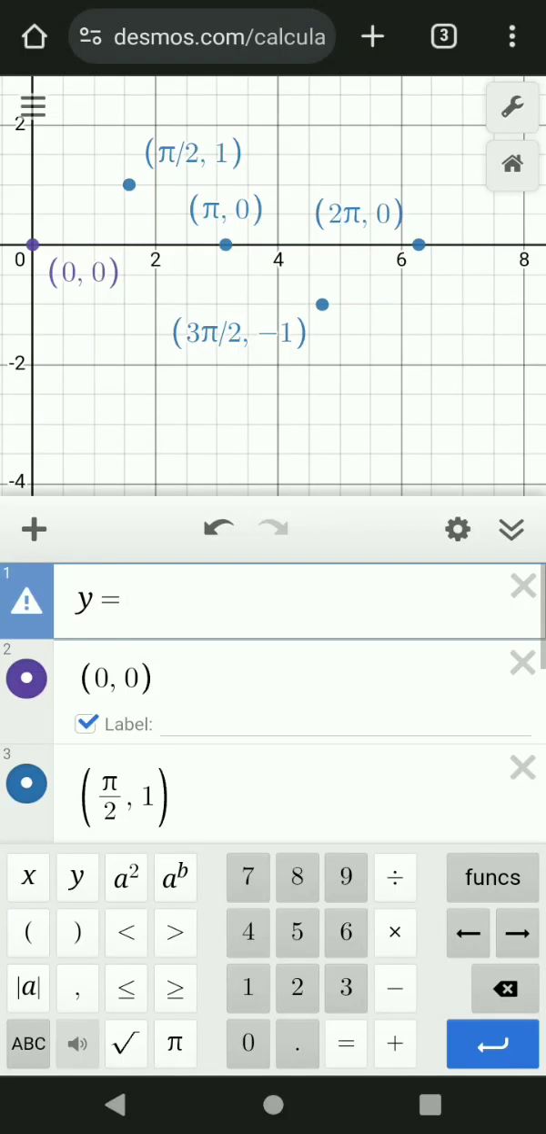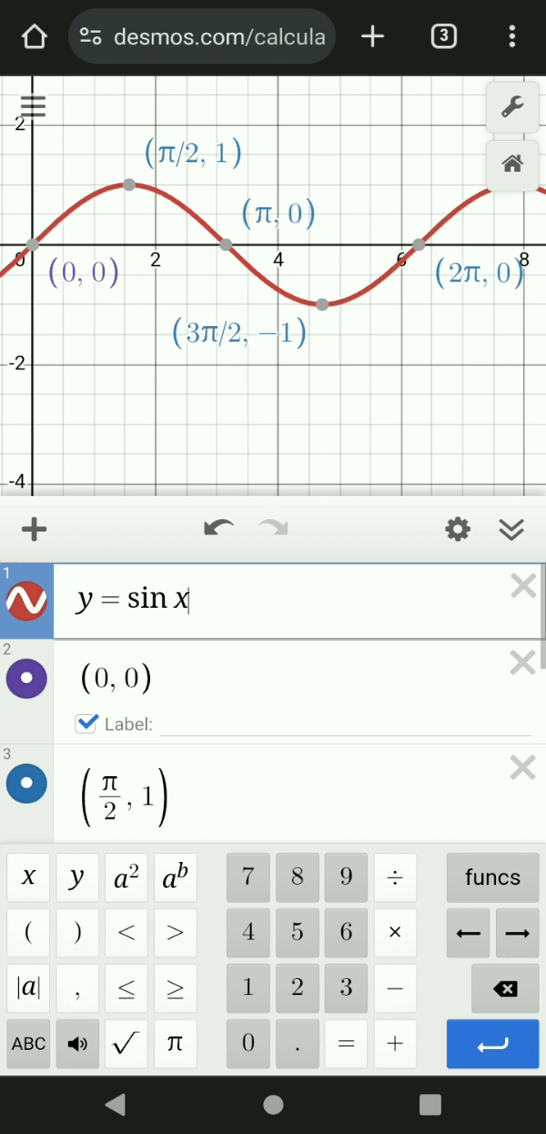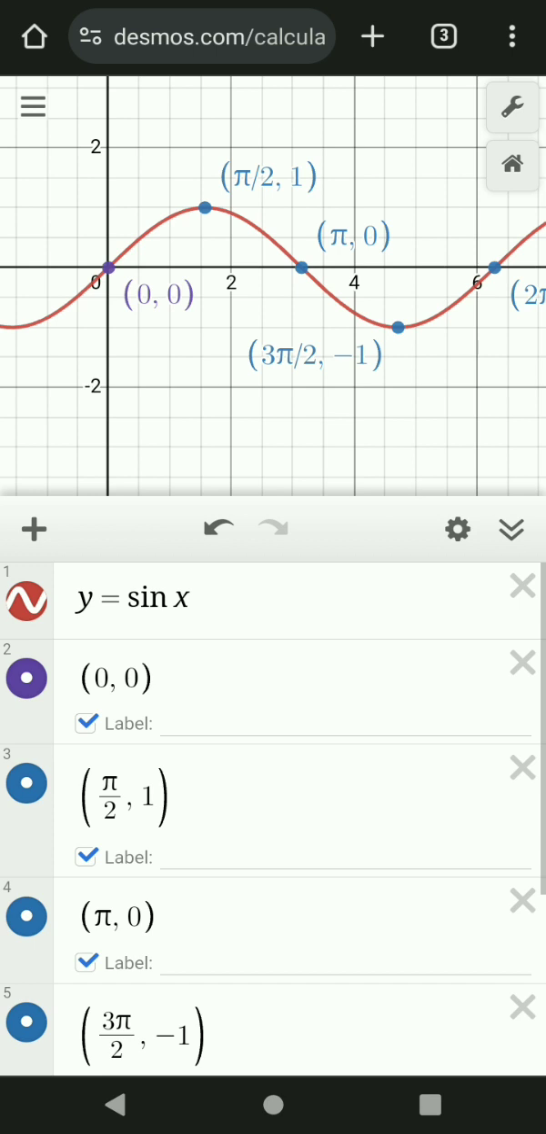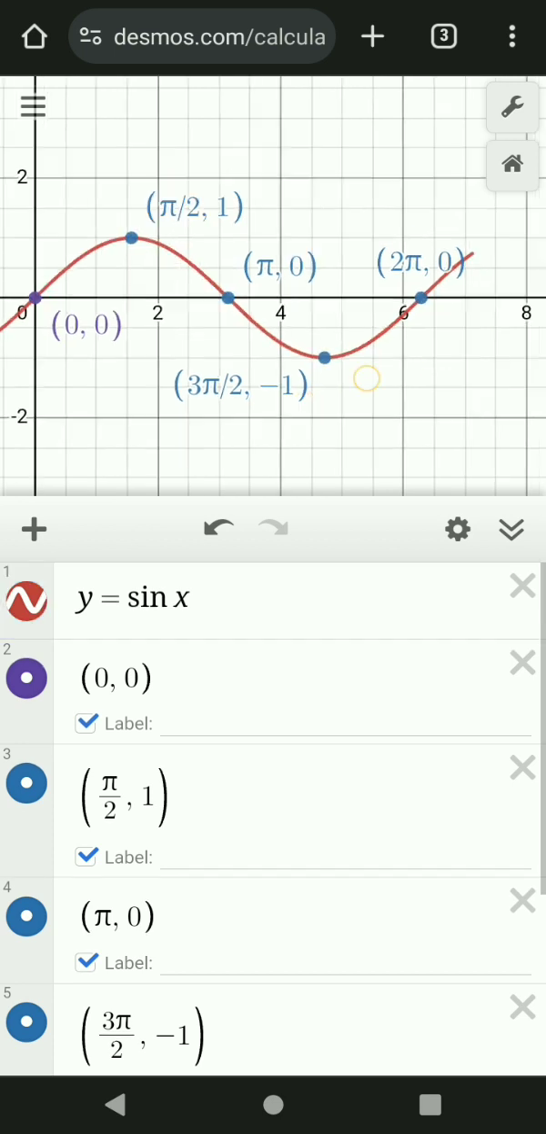Today we will learn the 6 trigonometric functions and their transformations in the graph, and we will be using the Desmos calculator. Firstly, we will graph our sine. As you can see, our sine graph starts at the center here, and it goes up and down, and it goes back to the center.